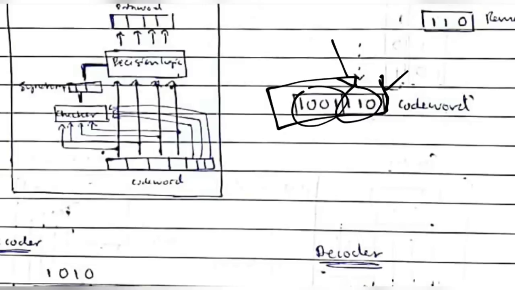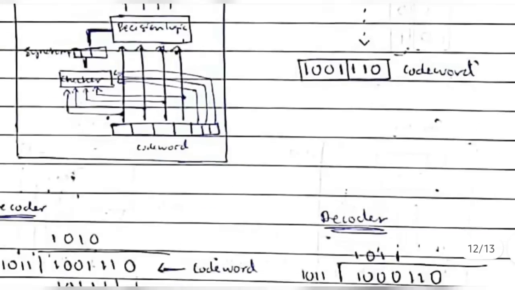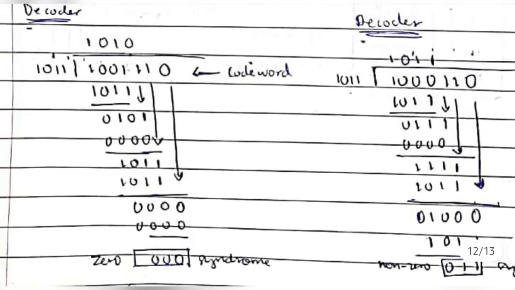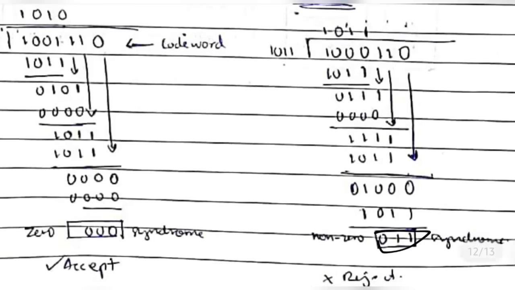It's completely divisible by this divisor 1011. That will be checked at the receiver end. We'll be dividing 1011 with the code 1001110. When we divide it, the remainder will become 0. If the remainder comes 0, at that time the transmission happened without errors. If it does not become 0, it means there was some change in the transmission.